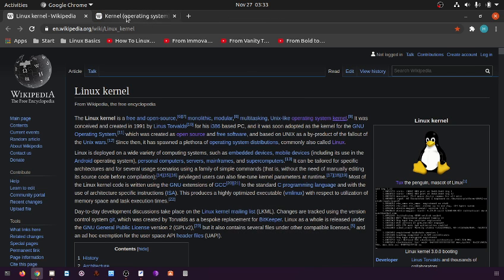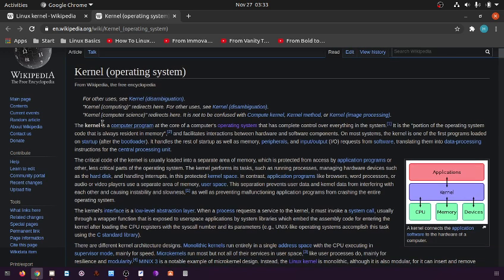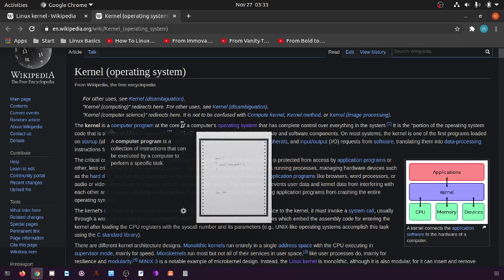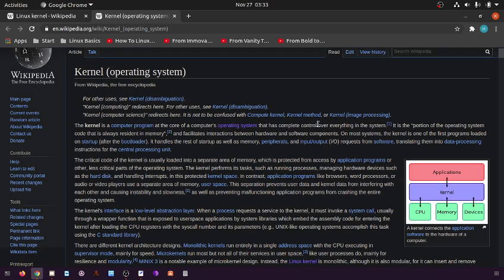Kernel operating system. So a kernel, the kernel in a computer program is the core of a computer's operating system that has complete control over everything in the system. It is the portion of the operating system code that is always resident in memory. Right? It's always resident in the RAM. And it facilitates interactions between the hardware and software components. On most systems, the kernel is one of the first programs loaded on startup after the bootloader, and it handles the rest of the startup as well as memory and peripherals.